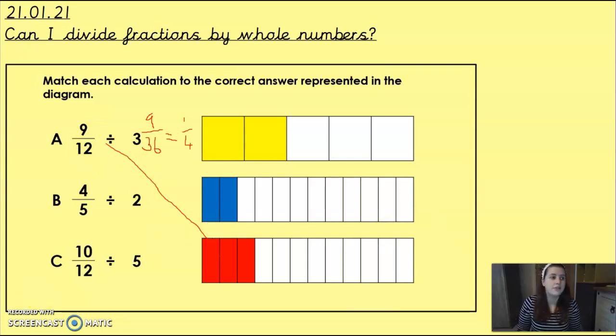Then I've got B, 4/5 divided by 2. So I keep my 4 the same. I do 5 times 2, which gives me 4/10. Now again, I can't see anything that is out of 10 with 4 shaded, so I need to simplify it down. So I would get 2/5, which I can see is this one up here because I've got 2 shaded and I've got 5 squares, which means by a process of elimination, C must be showing the blue one.